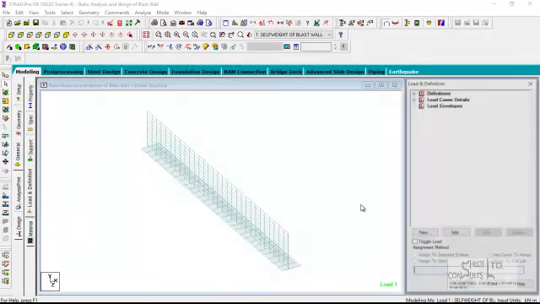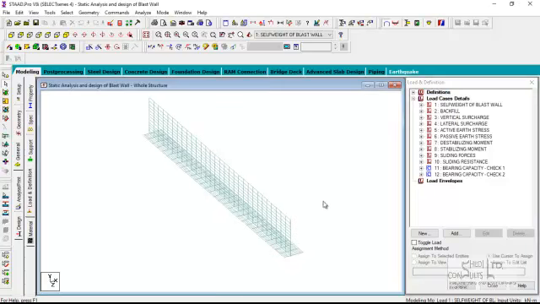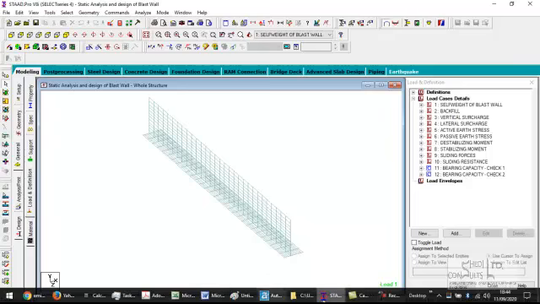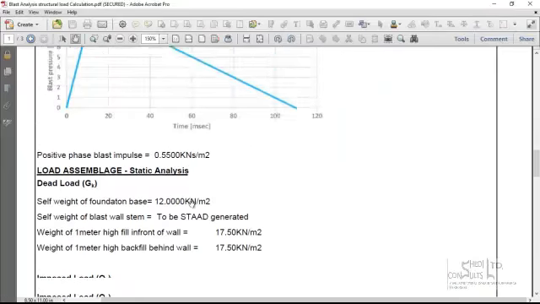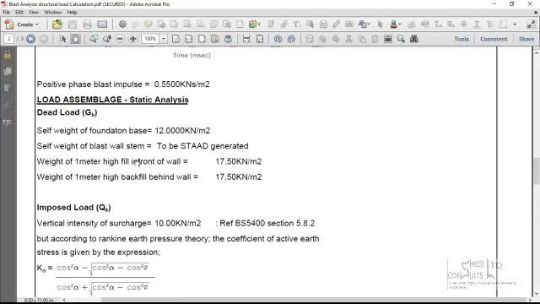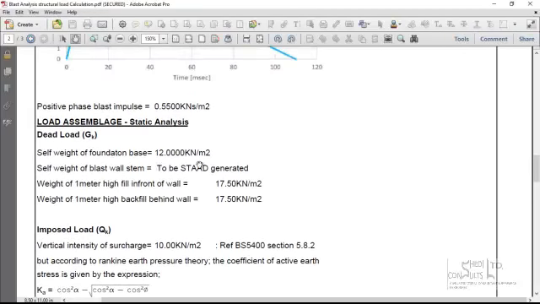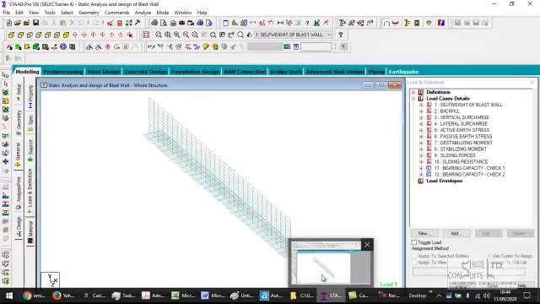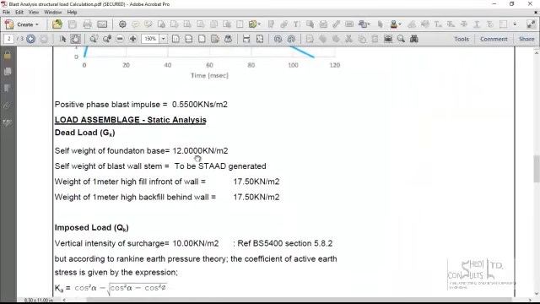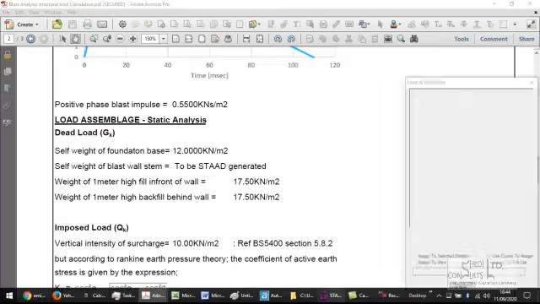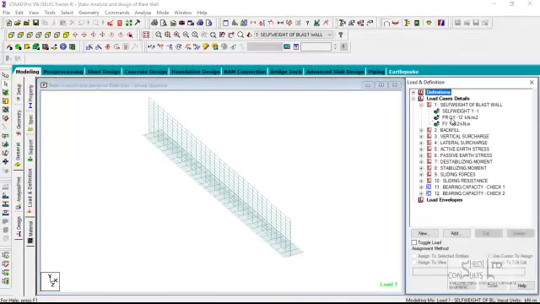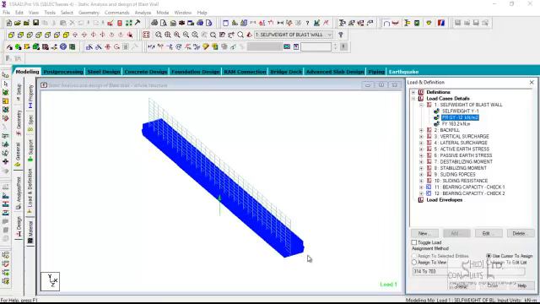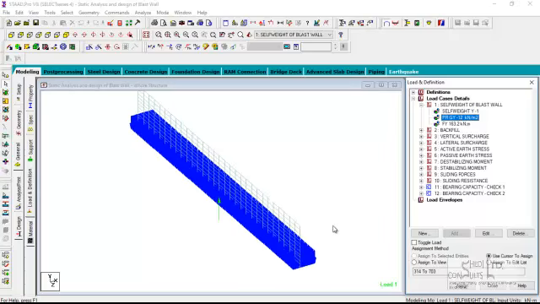So let's look at the loadings together. We talked about the loadings. Now this is static analysis. The first thing is the self-weight of the wall. The self-weight of the foundation base is 12 kilograms per meter square. It's obtained by getting the weight of the foundation itself. So the weight of the foundation was calculated and then applied on the foundation. That is the self-weight of the foundation.